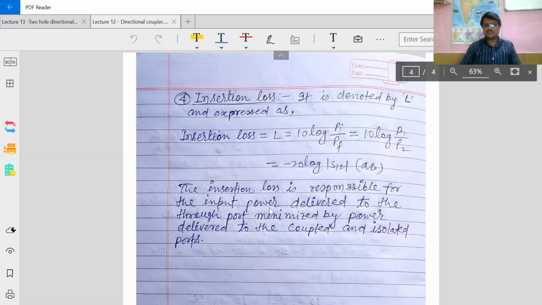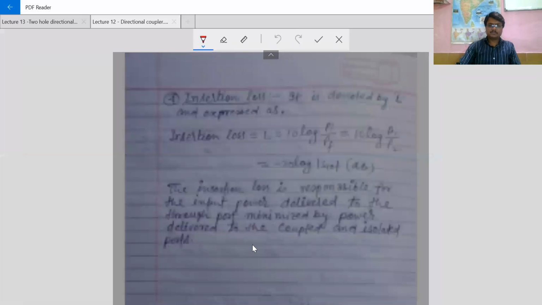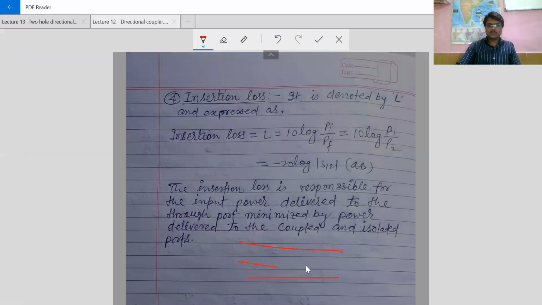One more factor is there, and that is insertion loss. Insertion loss is very popular. It is the ratio of ports 1 and 2 directly. So this is 3 and this is 4. Because in a directional coupler, if 1% power is going to port 4, then 99% power is going to port 2.